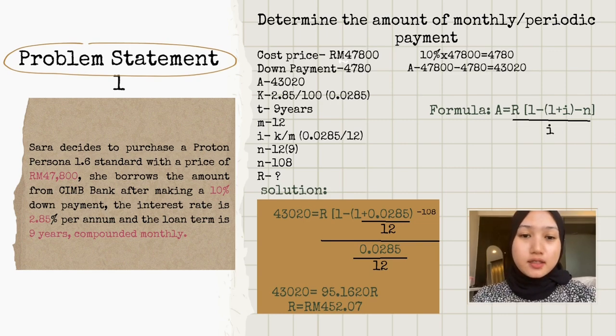Now I will explain the solution. So we have A, 43,020 ringgit, equals R in bracket 1 minus open bracket 1 plus 0.0285 divided by 12, close bracket to the power of negative 108, close bracket, divided by 0.0285 per 12. Next, the number in the bracket first, divided by 0.0285 per 12, and we got the answer 95.1620. After that, 43,020 divided by it. The final answer we got is 452 ringgit 7 cents.